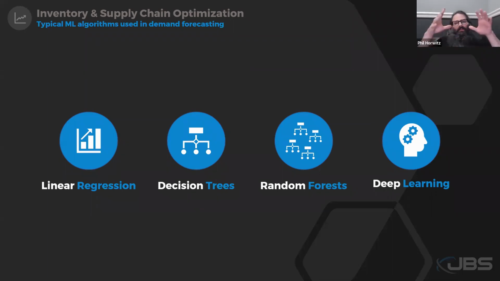Now, the goal of this webinar is not to dive too deeply into the machine learning algorithms themselves, but we're going to give some examples of the more traditional ML algorithms that are leveraged for inventory optimization. And these four, going from least to most sophisticated, are linear regression, decision trees, random forests, and ultimately deep learning.